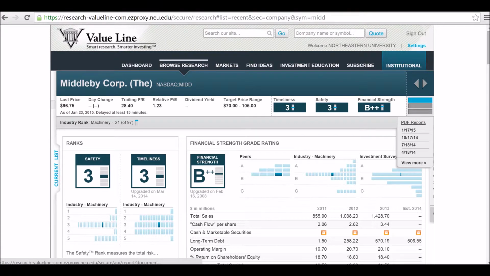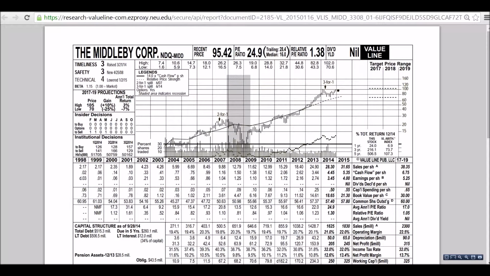You're going to want to click on the most recent version, and it will bring up a sheet that looks like this. What you're going to want here are the historical prices, the highs and lows for the particular stock, and this is adjusted for splits, so you don't have to worry about that. You're also going to want the sales per share and the earnings per share.